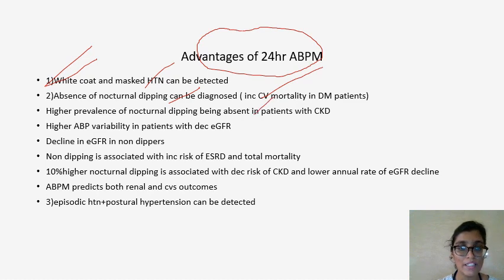Higher ambulatory BP variability in patients with decreased eGFR, and decline in eGFR in non-dippers. Non-dipping is associated with increased risk of ESRD and high mortality. 10% higher nocturnal dipping is associated with decreased risk of CKD and lower annual rate of eGFR decline. ABPM predicts both renal and cardiovascular outcomes. Episodic hypertension, postural hypertension or hypotension, both can be detected.